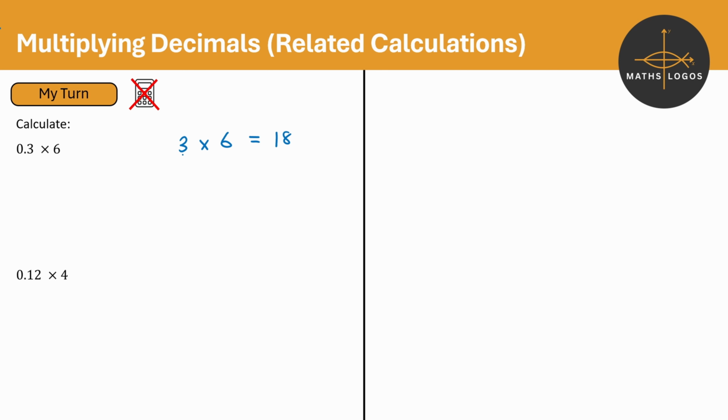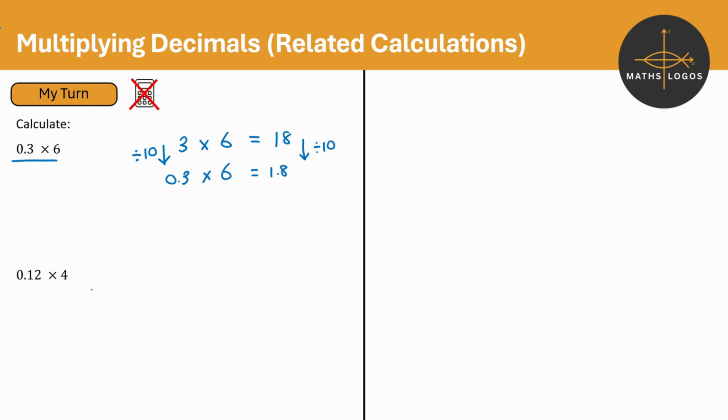Then what I want to do is relate this calculation to what I had at the beginning. Well, I had 0.3 multiplied by 6. And what I can spot is that to go from 3 to 0.3, I divide by 10. What that means is my answer, 18, needs to be divided by 10 to get the answer to this calculation, which is 1.8. Let's have a look at the second one.